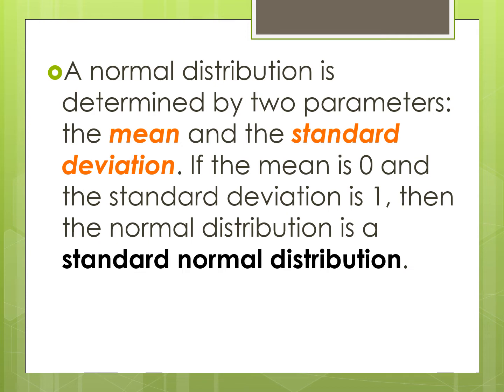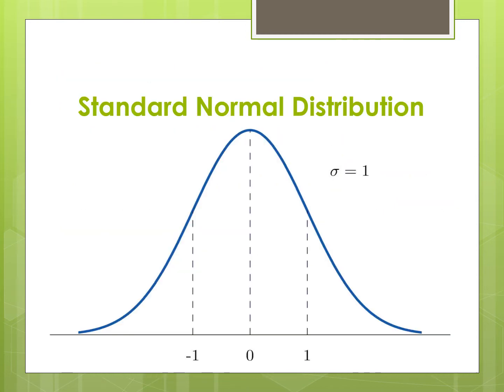A normal distribution is determined by two parameters. So there are two parameters to be considered. They are the mean and the standard deviation. If the mean is 0 and the standard deviation is 1, then the normal distribution is said to be a standard normal distribution. Okay, remember that one. So here's a standard normal distribution.